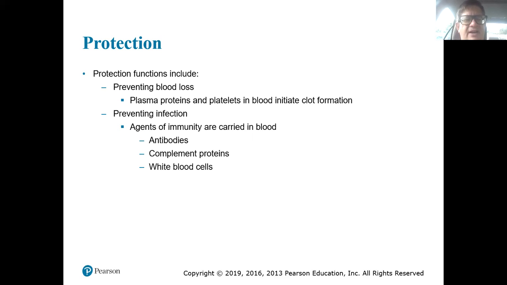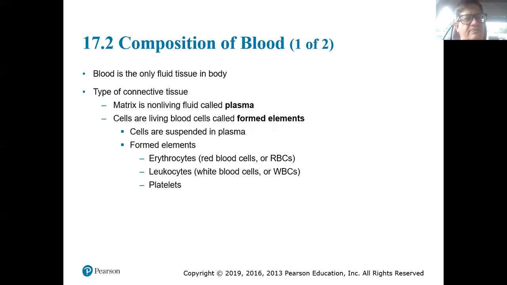And preventing infection, we're carrying antibodies, we're carrying white blood cells, we're carrying complement proteins. Complement proteins are amazing. They will go up to a bacteria and literally rip a hole into the membrane so the bacteria dies. Bacteria spills all its guts out. Really neat little part of the immune system.